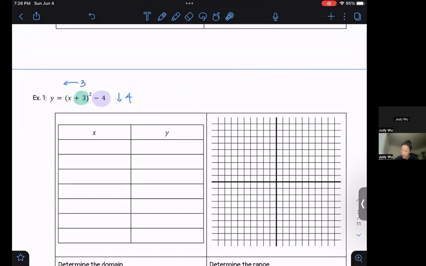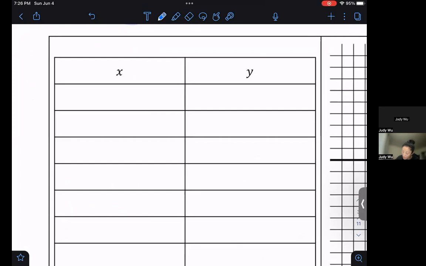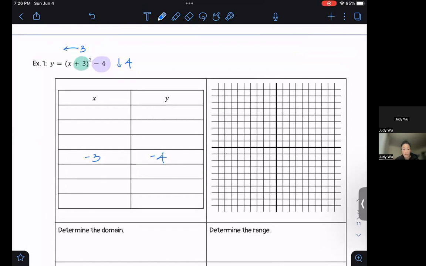And so before I start filling numbers in the table, you'll notice that there's 1, 2, 3, 4, 5, 6, 7 of these. We're going to take our vertex coordinate and put it right in the middle. So in other words, we're going to have -3, -4. That is where our vertex is. We can even plot that right away, -3 and -4.